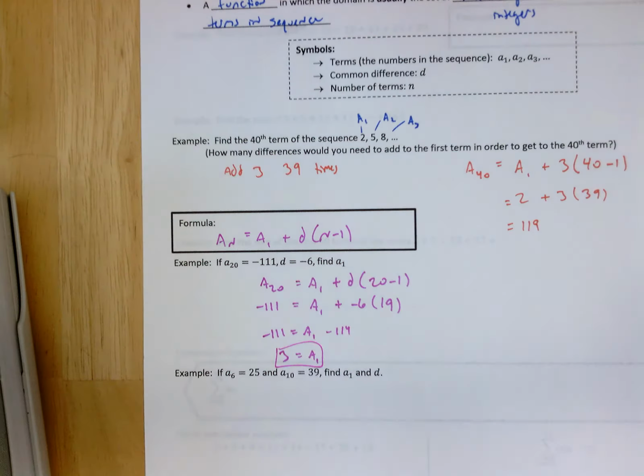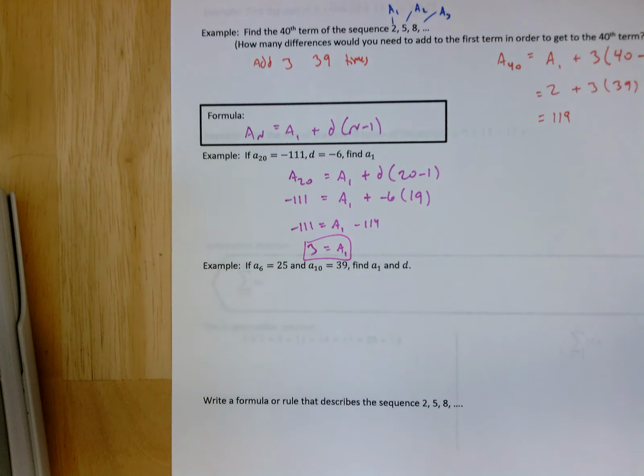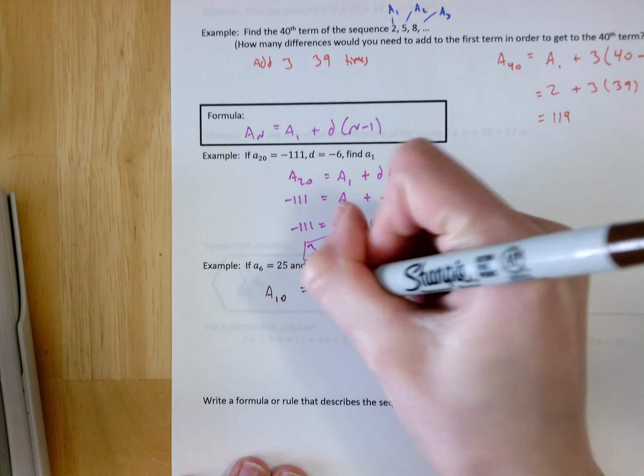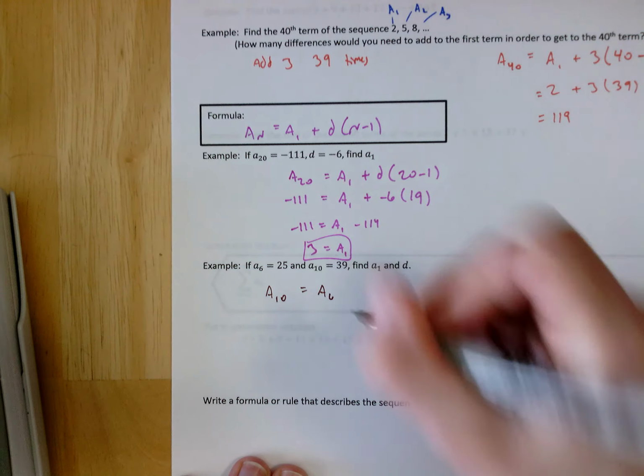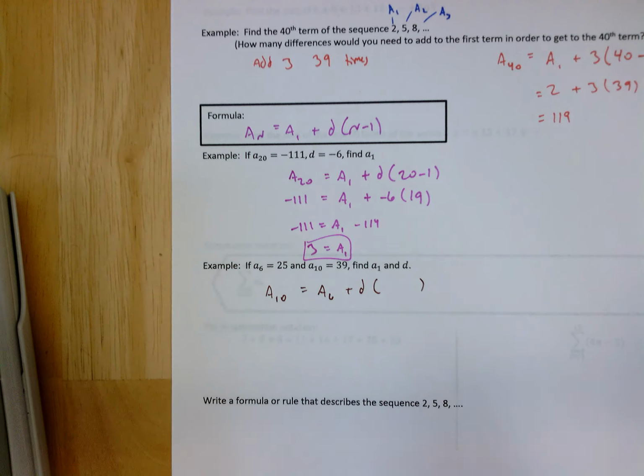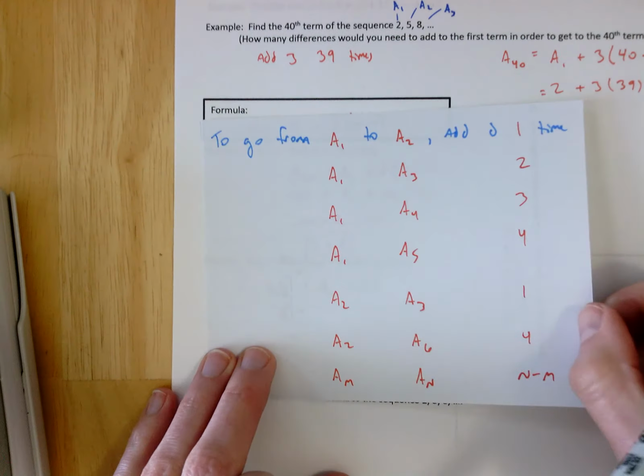So there we go. Now the second guy here, this is where we're going to have to modify this formula a little bit, because I'm not going from A1. I'm going from A6 to A10. So let's think about it. If I want to get to A10 from A6, I'm going to have to add my common difference how many times? Well, think about what we did here.